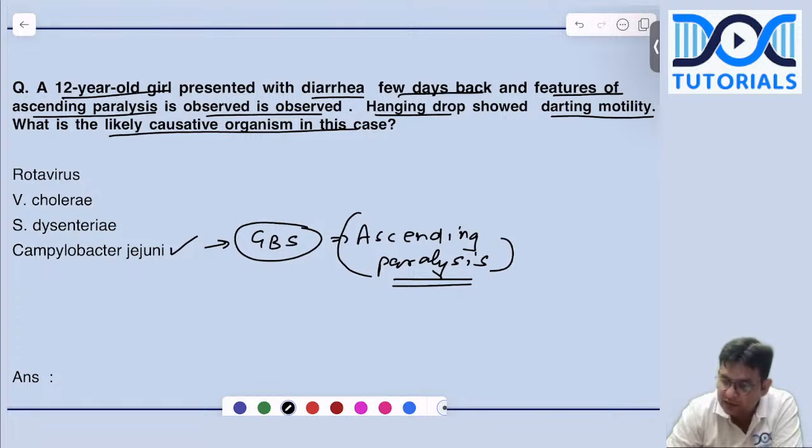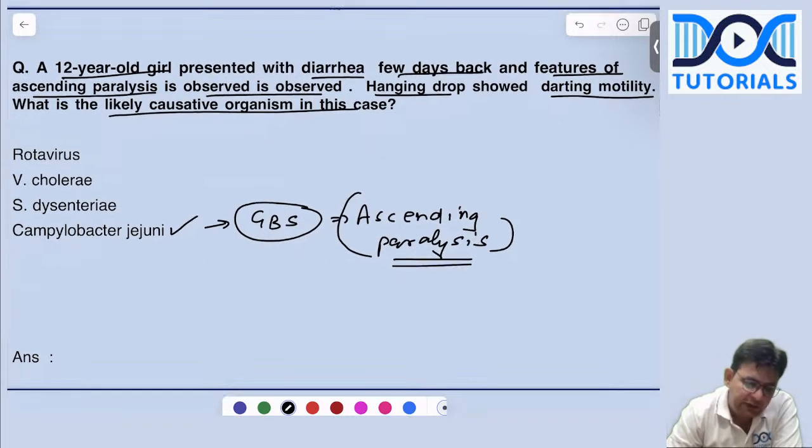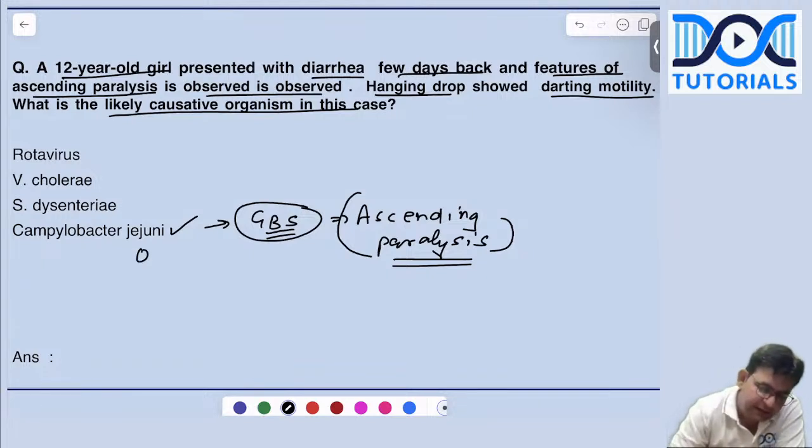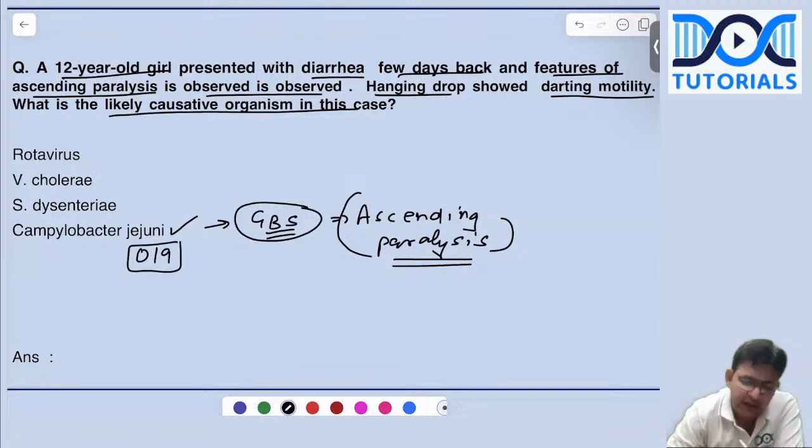Yeah, nitazoxanide, Anuj. So Campylobacter jejuni does this GBS, Guillain-Barré syndrome, ascending paralysis, and Campylobacter jejuni O19. If somebody asks which one mostly correlates, it is the somatic antigen O19. You need to know this special information which I'm telling here, that this one mostly associates with GBS.